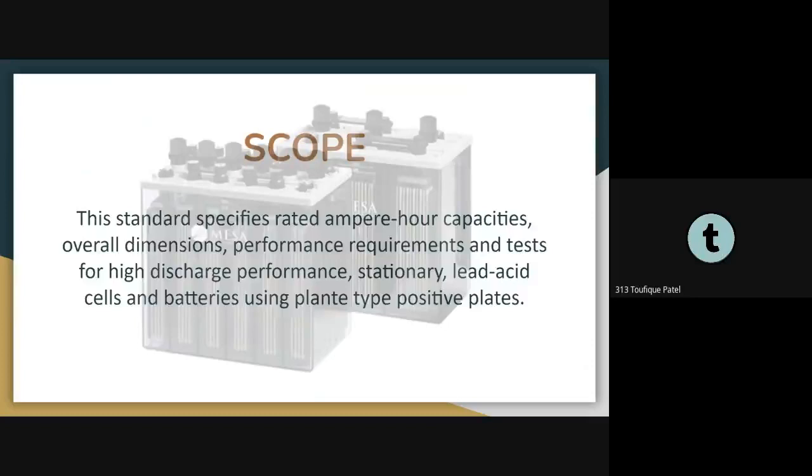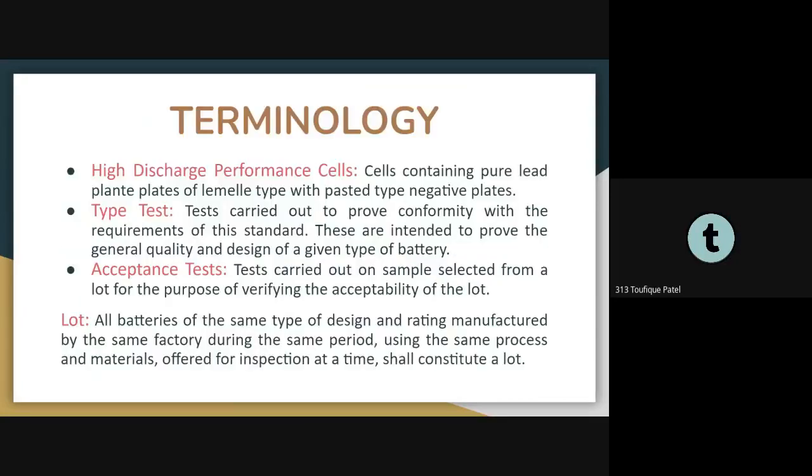Scope. This standard specifies rated ampere hour capacities, overall dimensions, performance requirements, and tests for high discharge performance stationary lead acid type cells and batteries using plante positive plates. So, terminology. First is high discharge performance cells. The cells containing pure lead plante plates of lamel type with pasted type negative plates.